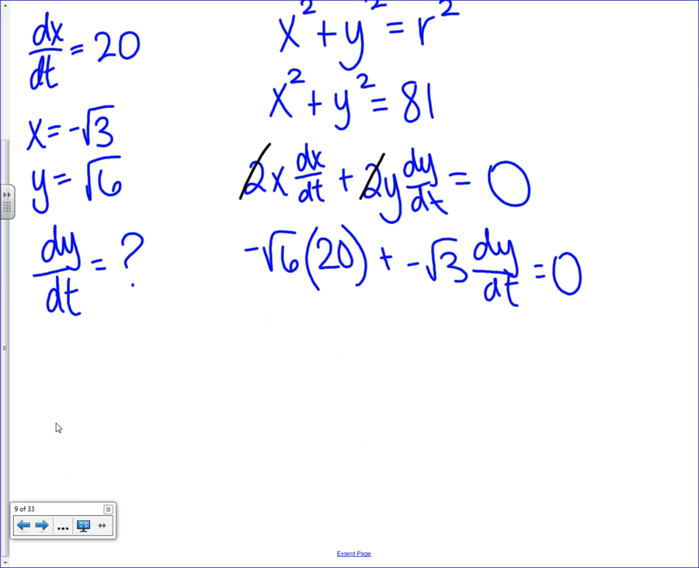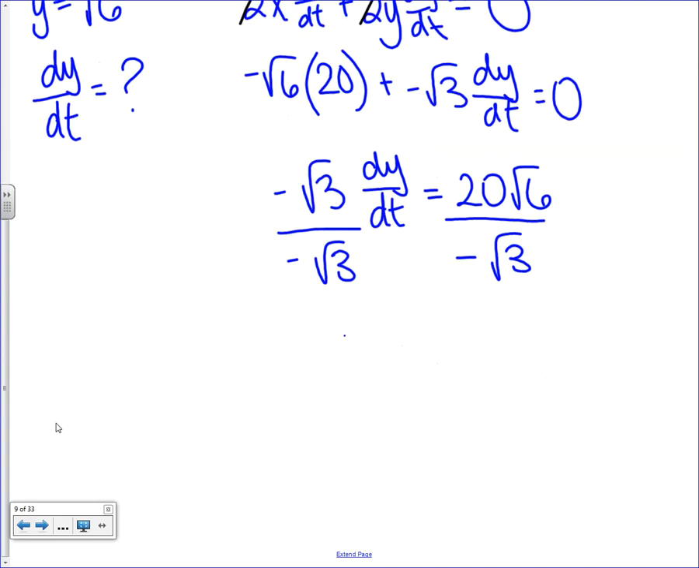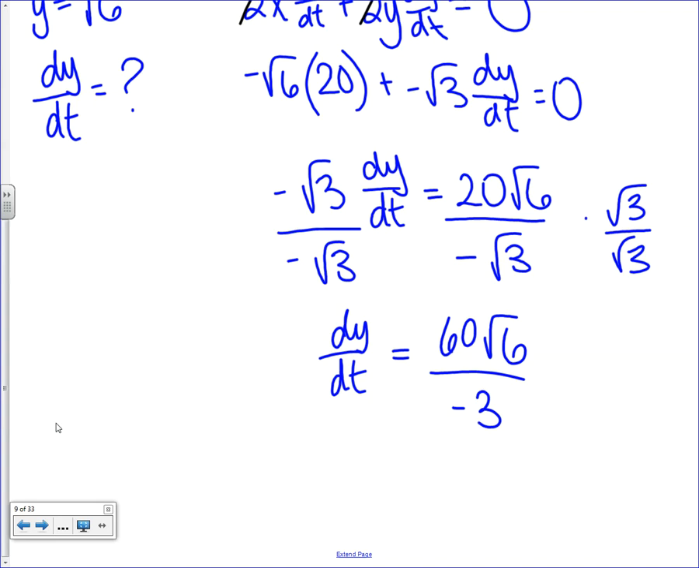And I'm ready to solve. Actually, we can go ahead and add that over to the other side so we can start solving here. Should look something like that. Now we'll divide by that. And we're just going to rationalize this.